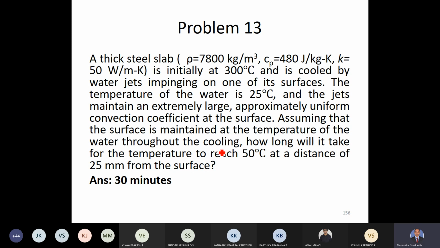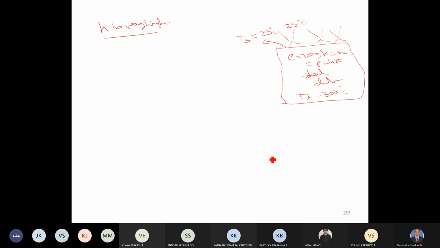Assuming that the surface is maintained at the temperature of the water throughout the cooling, how long will it take for the temperature to reach 50 degrees Celsius at a distance of 25 millimeters? So let's say at a distance of 25 millimeters, what is the temperature? So let us say at this cross section, at this cross section, the question is, what is the temperature?